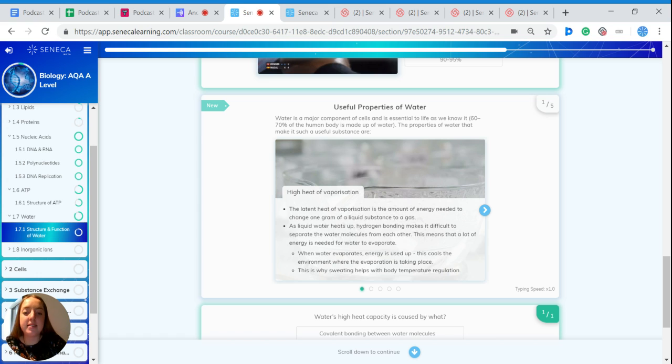When water evaporates, energy is used up. This cools the environment where the evaporation is taking place. This is why sweating helps with body temperature regulation.